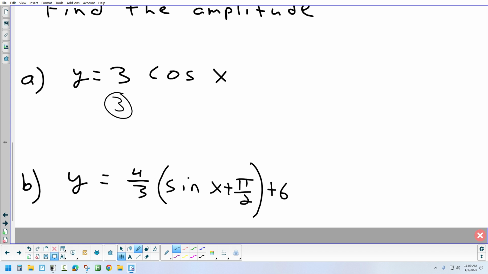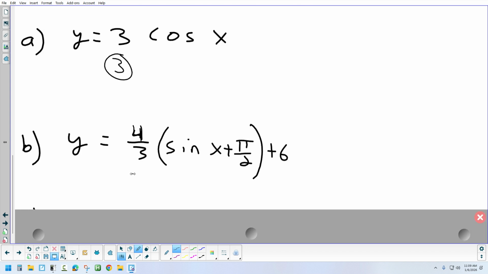4/3 sine, that's a 4, x plus pi over 2 plus 6. Yeah? 4/3. There's some other transformations happening, but those don't have any effect on the amplitude. We're shifting it up and we're shifting it to the left. But that's not stretching. The only number that affects the amplitude is the 4/3.